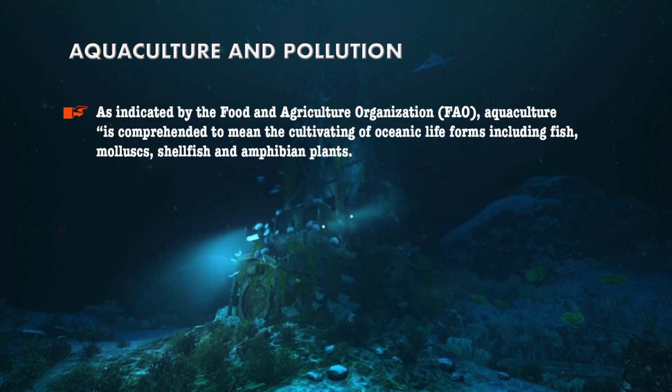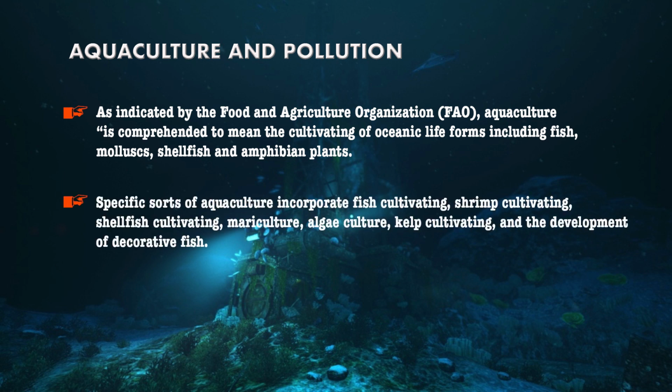As indicated by the Food and Agriculture Organization, aquaculture is understood to mean the cultivating of aquatic organisms. This includes fish, mollusks, shellfish and also aquatic plants. Then specific types of aquaculture incorporate fish farming, shrimp farming, because shrimp is also being used, then shellfish farming, mariculture, algae culture, kelp cultivating.